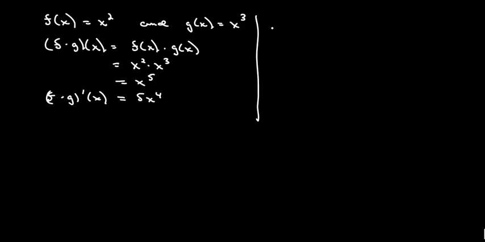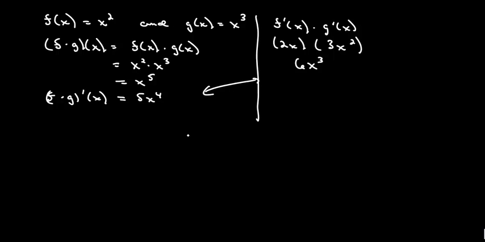Now, what if you just multiply the derivatives together? Well, the derivative of f is 2x, and the derivative of g is 3x squared. And if you multiply those guys together, you get 6x to the third. These guys are not equal.